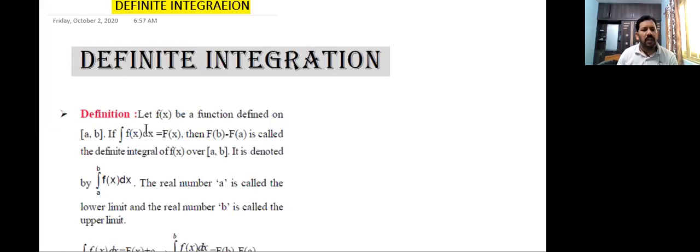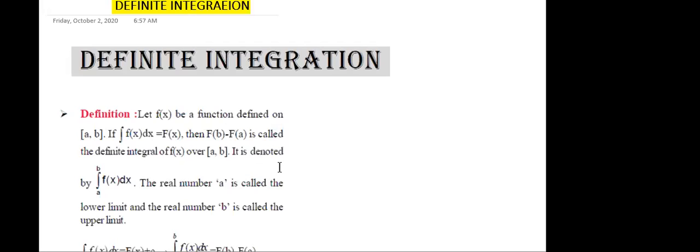Let f of x be a function defined on a closed interval a comma b. If integration f of x dx is equal to capital F of x, then F of b minus F of a is called the definite integral of f of x over the closed interval a comma b. It is denoted by integration a to b f of x dx.